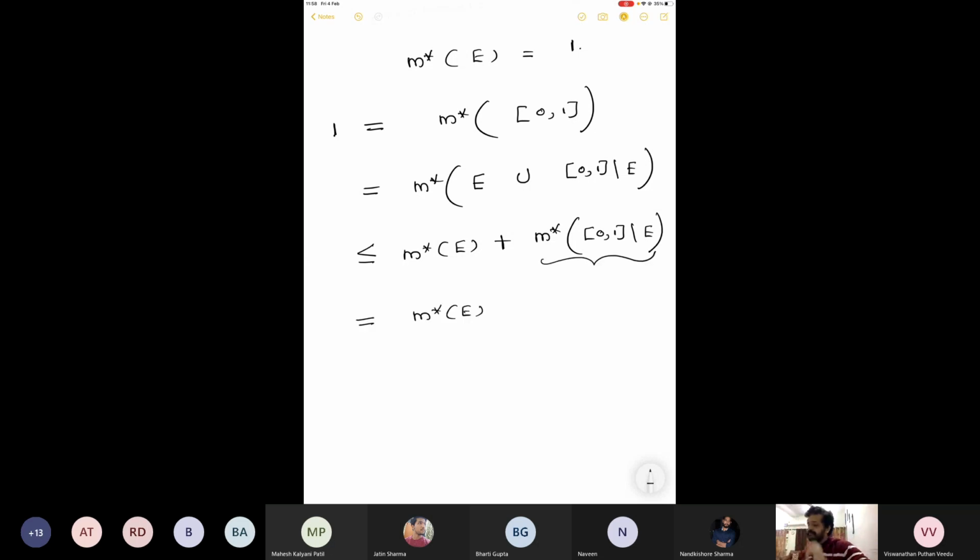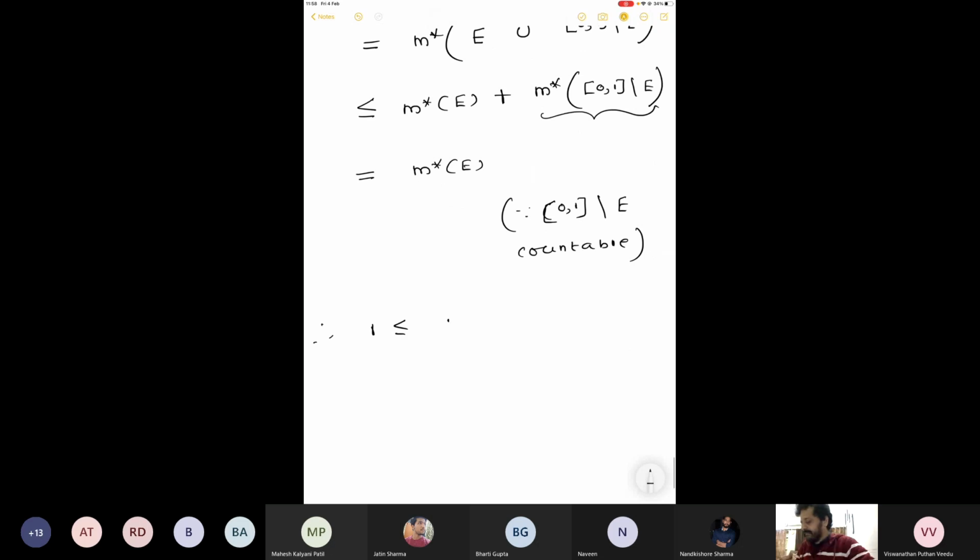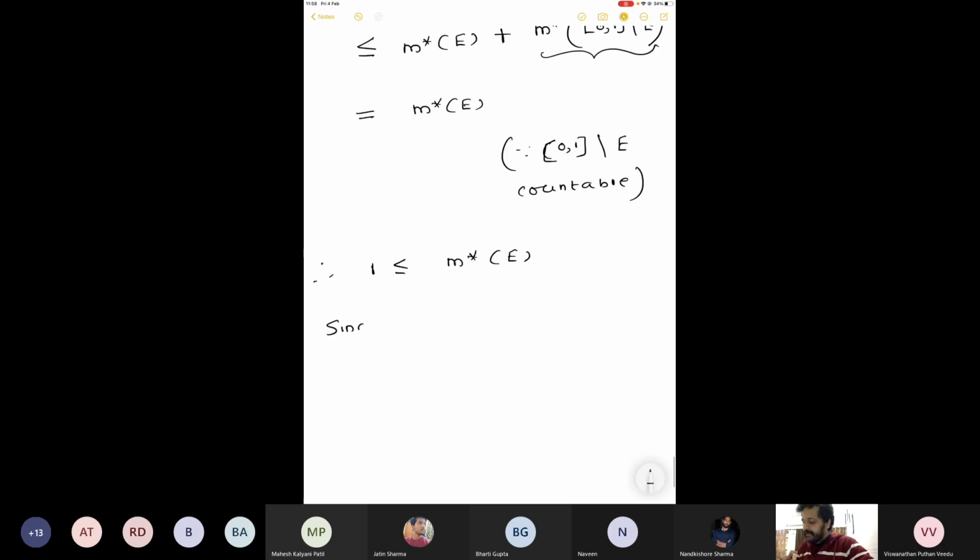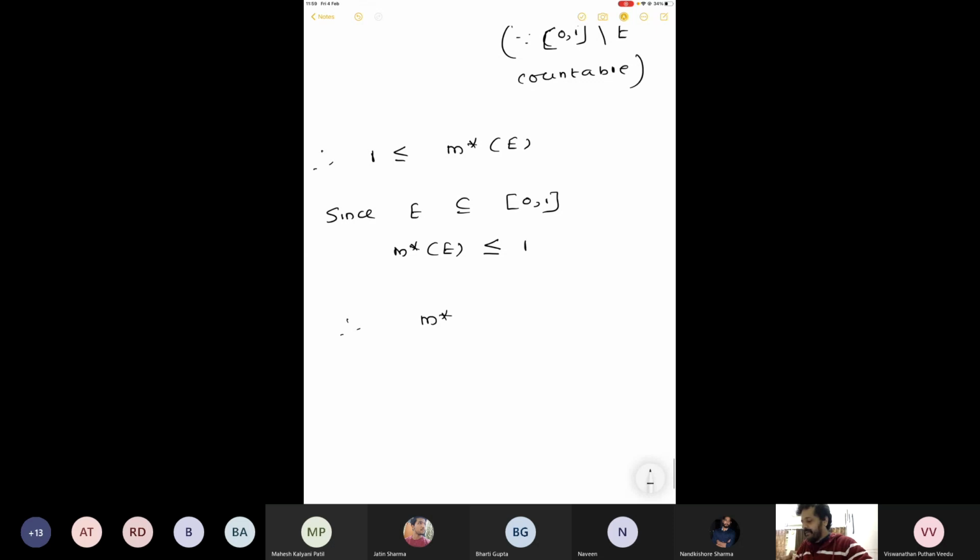What about the second one? 0, 1 minus E is countable, and m star of a countable set is 0. So you will get 1 less than or equal to m star of E. But everything happens inside 0, 1. Since E is contained in 0, 1, m star of E is less than or equal to 1. Clubbing these two, m star of E is equal to 1.